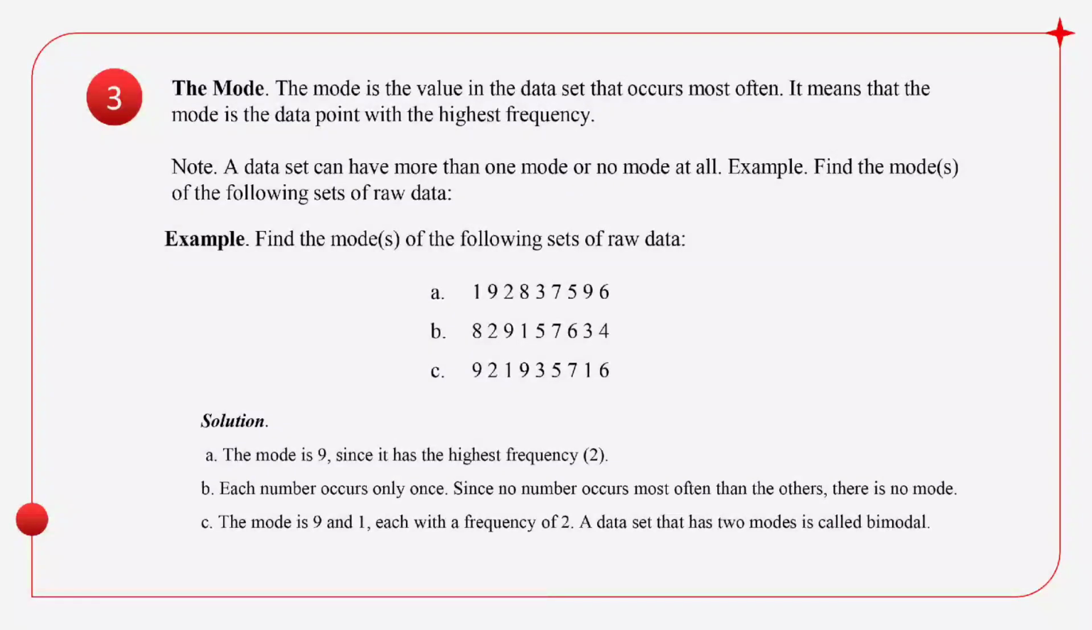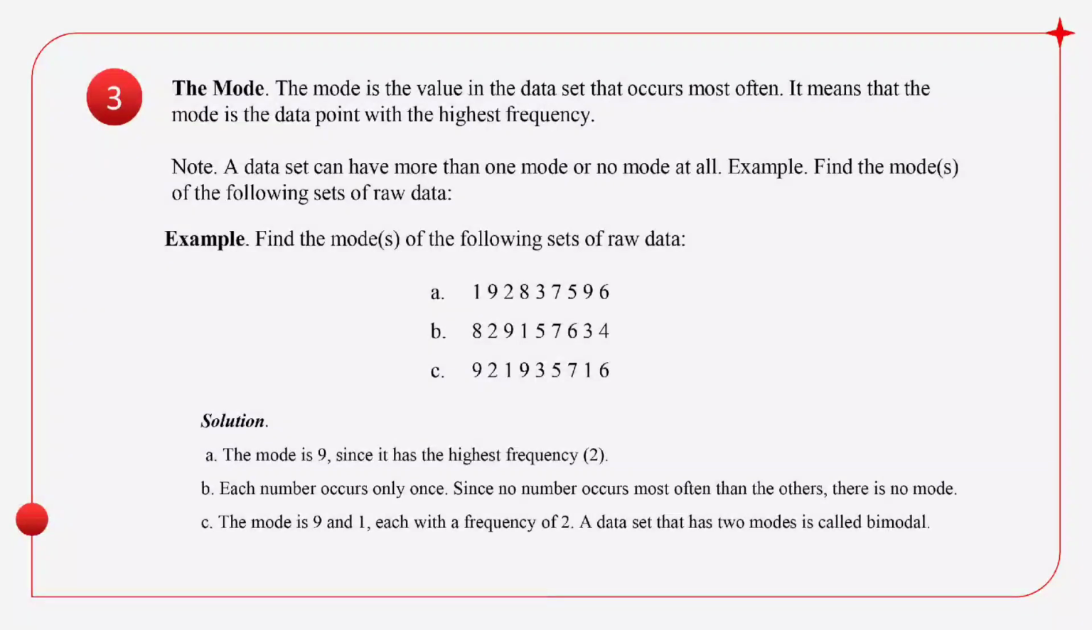In our solution for letter A, the mode is number 9, since it has the highest frequency, which is 2. In letter B, our numbers are 8, 2, 9, 1, 5, 7, 6, 3, and 4. In our solution, each number occurs only once. Since no number occurs more often than the others, there is no mode.